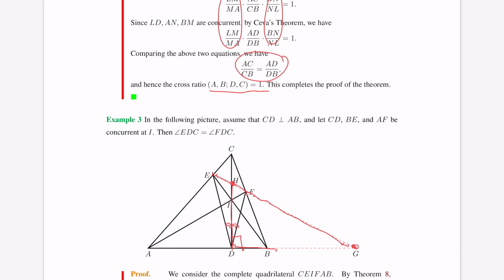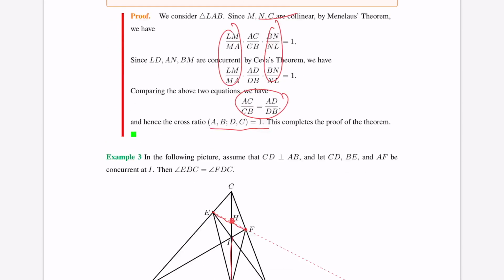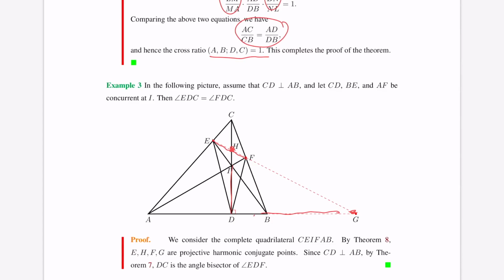Well, very easy. You can just interpret it as: this is a diagonal, and this is a diagonal, this is another diagonal. So these two diagonals intersect with the third diagonal and give 2 points, which give you harmonic conjugate points. That's the theorem we just proved. Using that, we are able to prove EHFG are harmonic conjugate points, and therefore these two angles are the same.